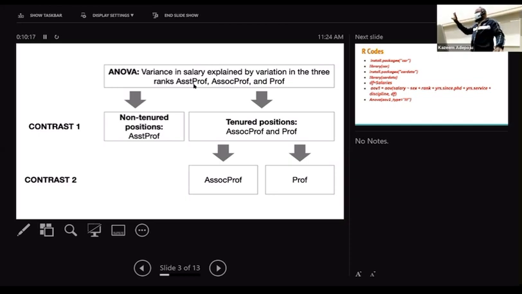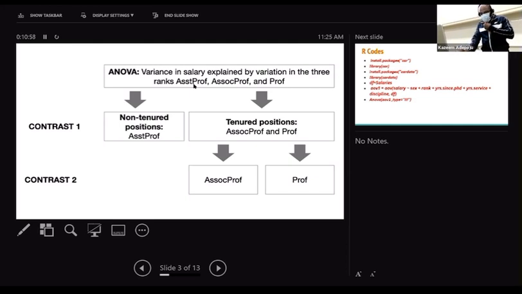Now, because I have three levels, I have three groups. The number of contrasts I'm going to construct will be 2. The number of contrasts you're going to construct depends on the number of groups that you want to compare. If the number of groups in this example is 3, the number of contrasts is going to be 2. So you subtract 1 from the number of groups to get the number of contrasts you're going to consider.